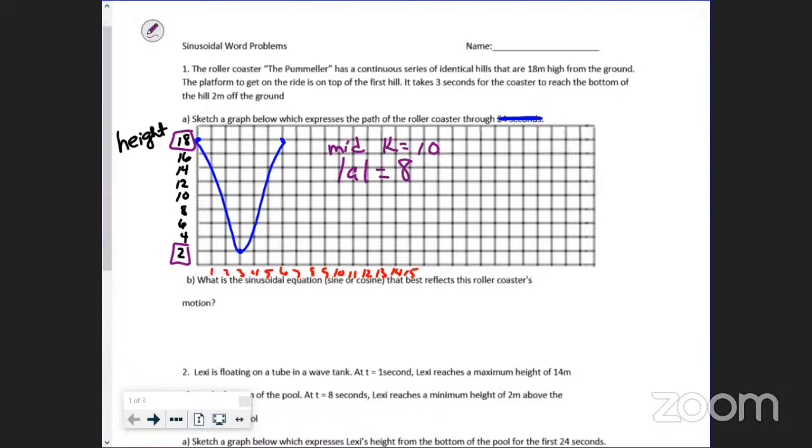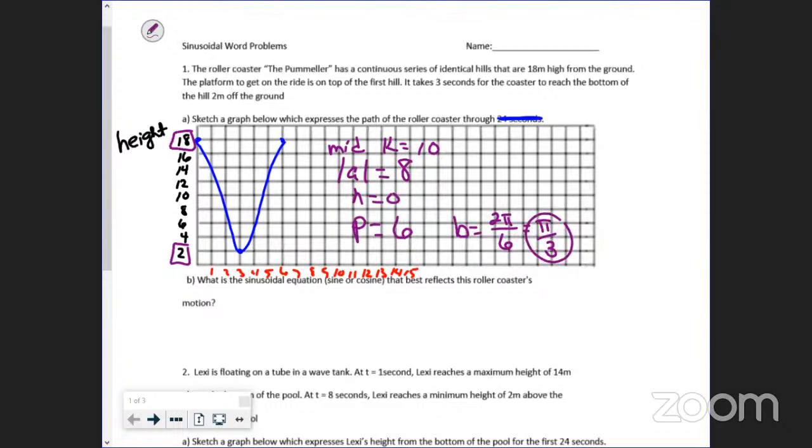Is there a phase shift on this one? There is no phase shift, right? There's none. So H on this would be 0. It's starting right where I want it to be. Now, the period on this is how much? How much time does it take to go through a full cycle? 6 seconds, right? That means that B is equal to 2 pi over 6, which is pi over 3.